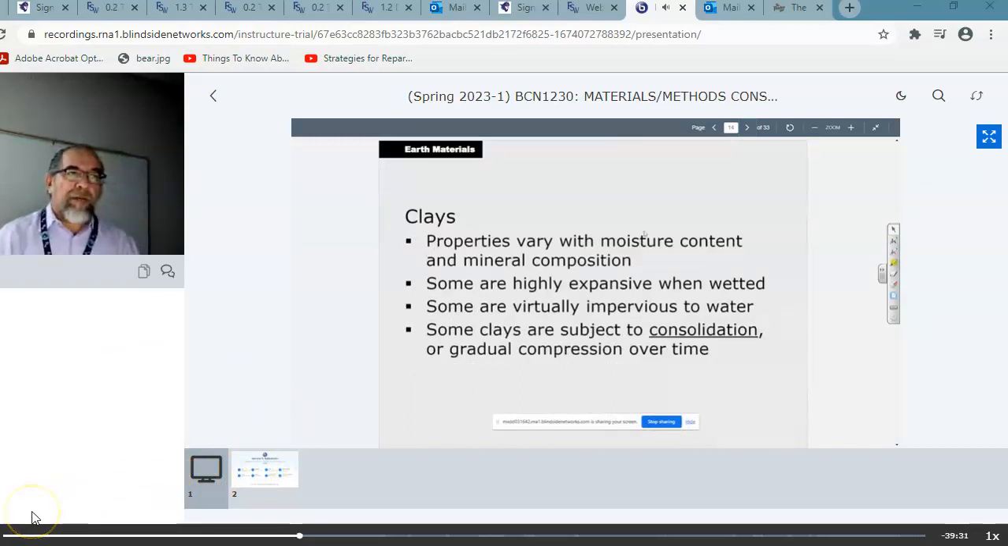Clays: properties vary with moisture content and mineral composition. Some are highly expansive when wetted. Some are virtually impervious to water, and some clays are subject to consolidation or gradual compression over time. Okay, so clay does have a room for us, though. We can make bricks out of it, right? Because these properties are perfect for another application. They may not be perfect to put our house on, but we can build our house with it.